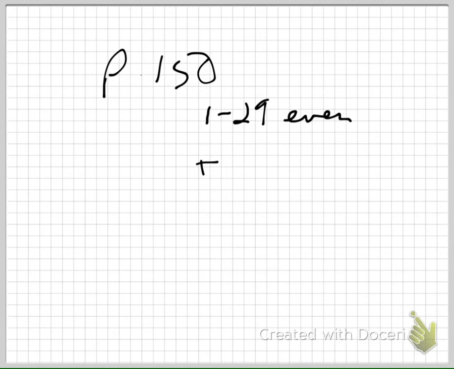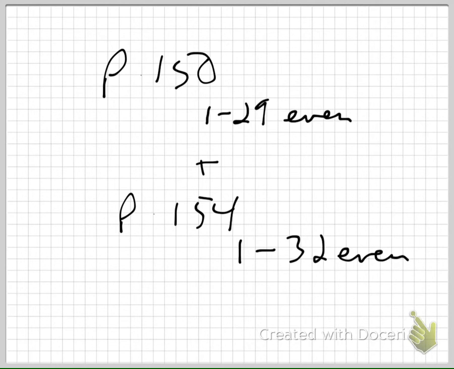Okay, your homework. Now I can give it to you. I forgot that I combined those two because they're kind of easy. So page 150, 1 through 29 even, and page 154, 1 through 32 even. You can use your calculator.